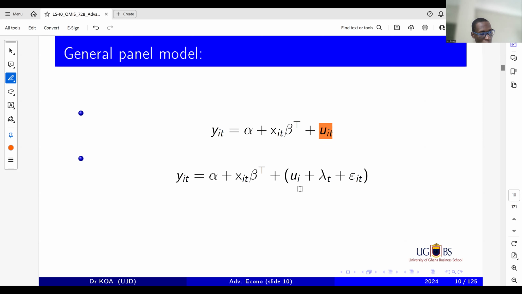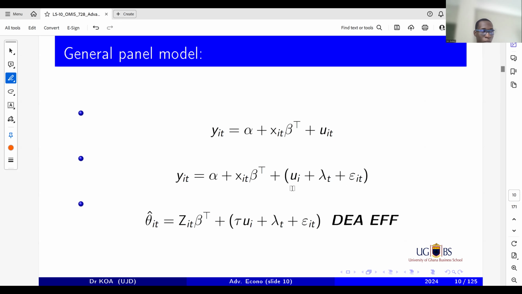These two, the individual specific factor and the time specific effect, are very important, and there are ways to deal with them. So basically, this is a general panel data. Let me give you a typical example. Suppose you are running a DEA productivity study, and you've estimated efficiency scores. Now, you indicate that the efficiency scores that you've estimated is a function of some independent variables.